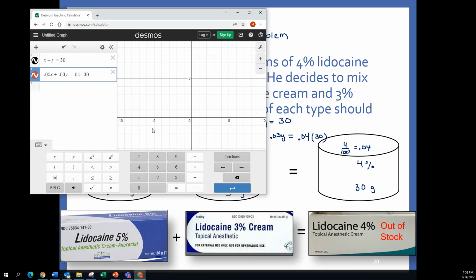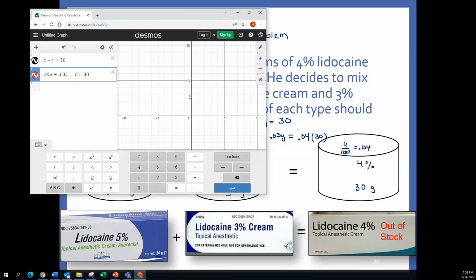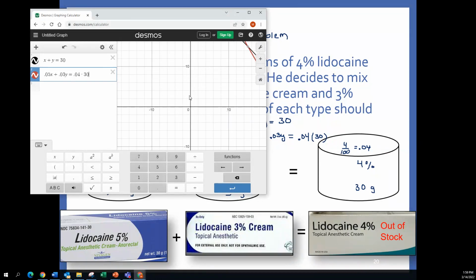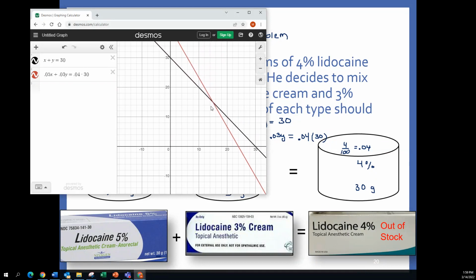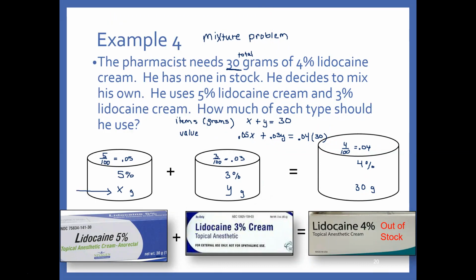All right, so I have them typed in. I want to see where they're at, so I'm going to scroll down with my mouse, and I find them pretty quickly. Center them up here a little bit. So two lines, red and black this time, intersecting. Click on them, and I get the ordered pair 15, 15. So if I use 15 grams of each kind, I will get 30 grams total, and my total will be at the 4%.